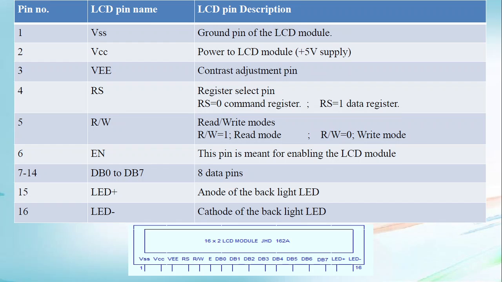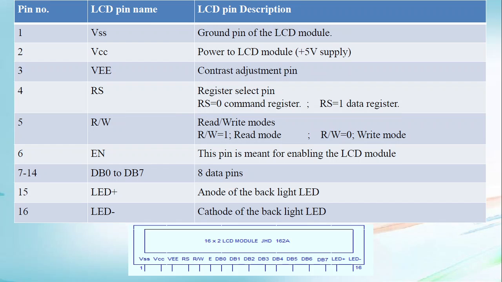LCD has a total of 16 pins, named as VSS, the ground pin, and VCC, power to LCD. It requires a plus 5 volt supply. VEE is used for the contrast adjustment pin. RS, which is the register select.